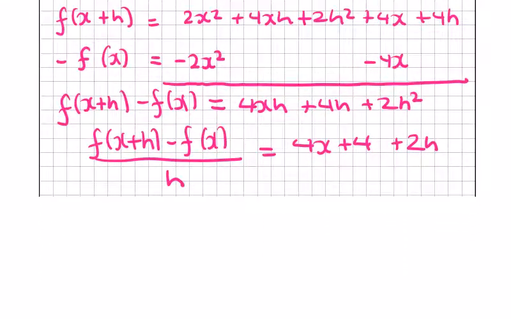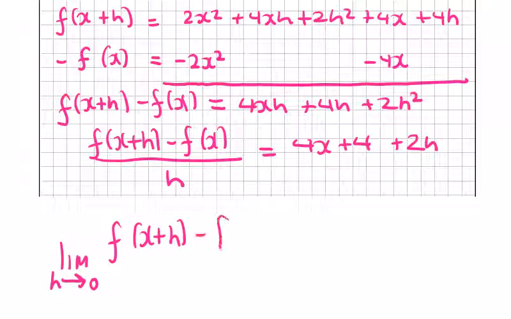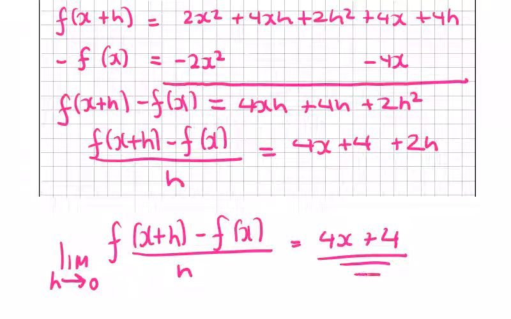What do we want to do with the 2h? We want the limit as h tends to 0 of the whole expression, f of x plus h minus f of x, all over h, which is equal to 4x plus 4. You're an expert at these at this point. Hopefully the rest of this question didn't challenge you too much.